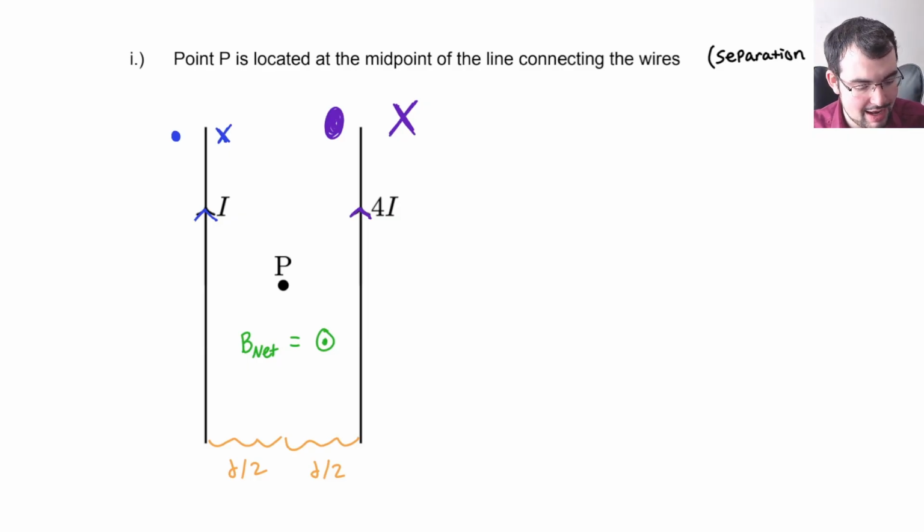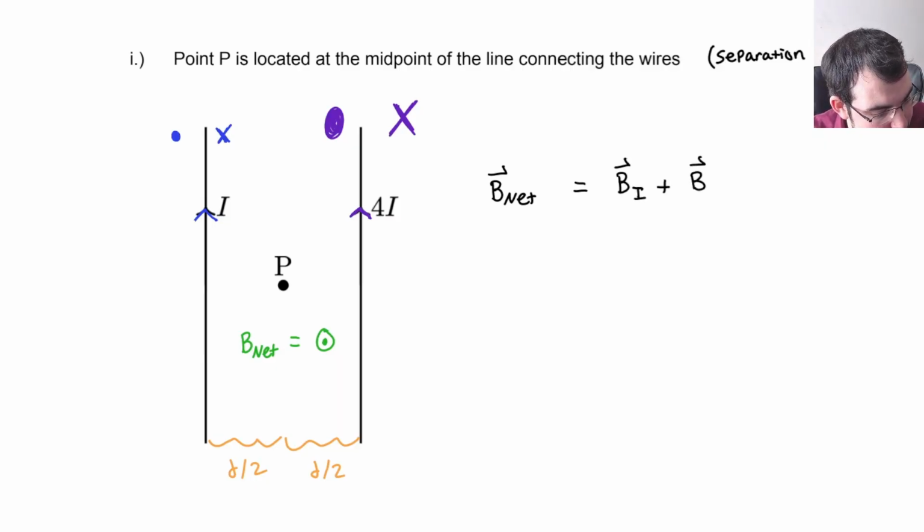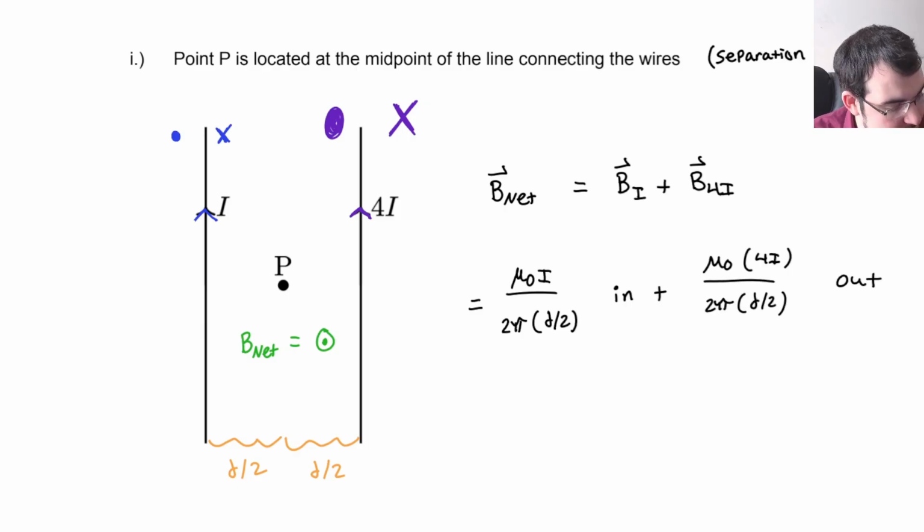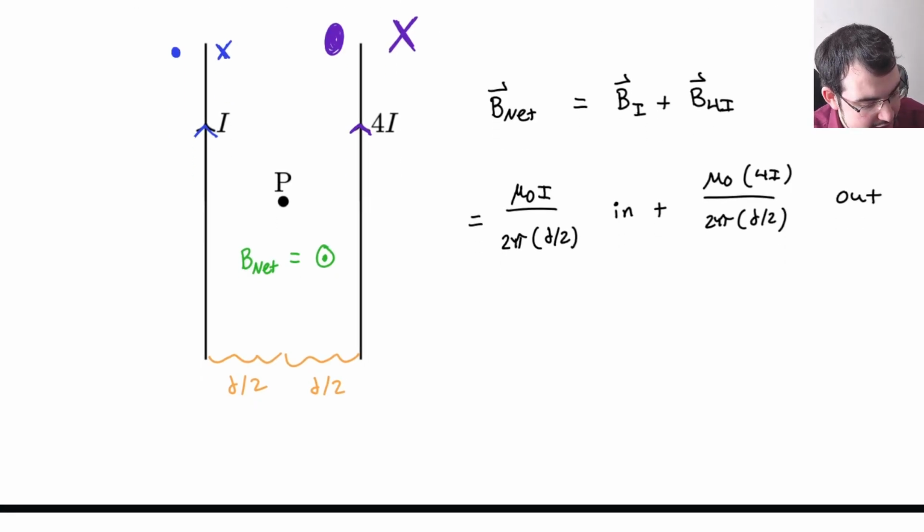And we do want to derive an expression. Anytime you want the net, you should do some sort of vector addition, to show that we understand superposition is happening. So B is mu naught I over 2 pi r. For the first wire, mu naught I, because it has current 1i, and the distance from the wire is D over 2, and that would be a field in. And then we have mu naught 4i as the current in the other wire, and that distance is also D over 2, but that field is out. That's how I like to manage my vectors.